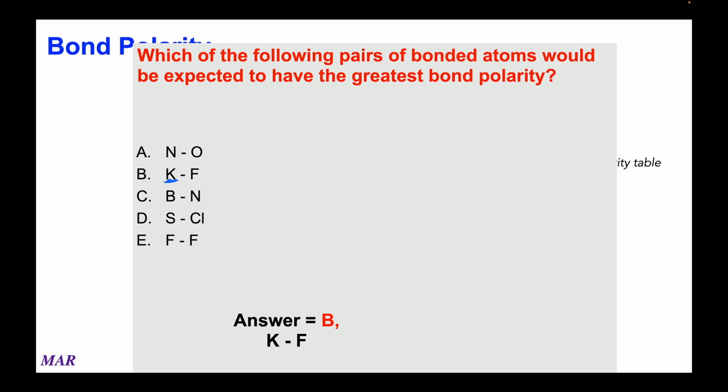KF isn't just polar, it would be truly ionic, because you have a metal and a non-metal. So that would have a true positive and a negative center. No sharing of electrons here. But even from that, we can find that potassium would be the positive part, smaller electronegativity, than fluorine, which has a bigger electronegativity.